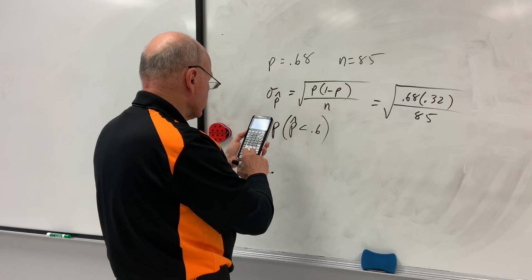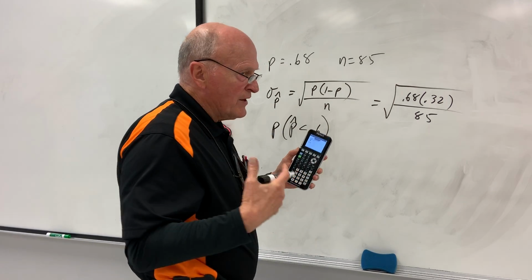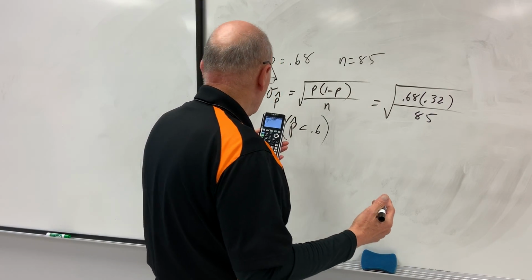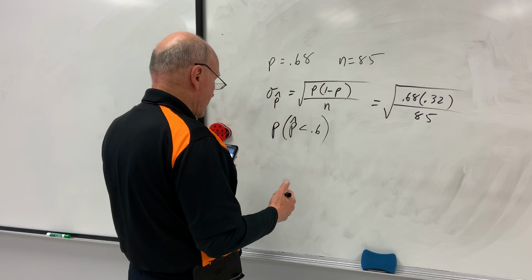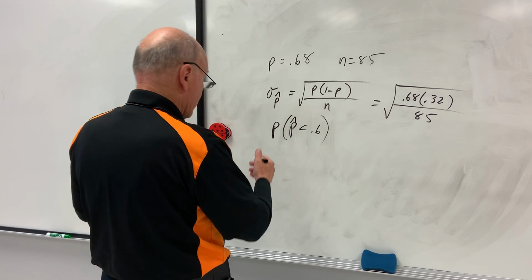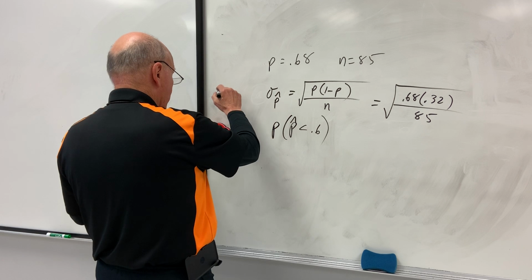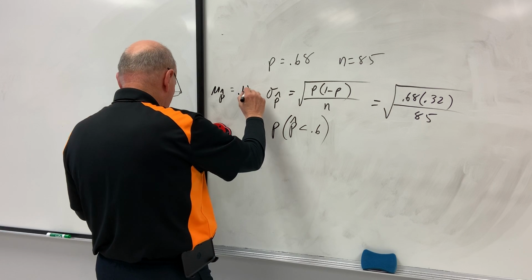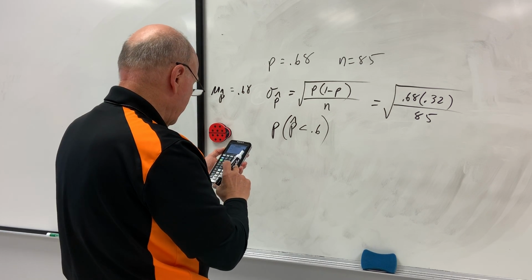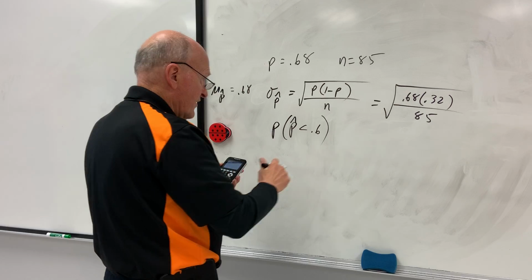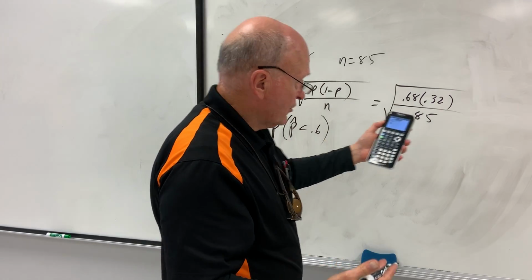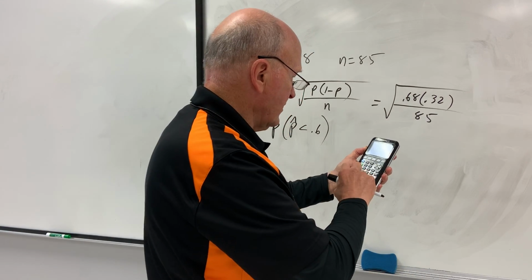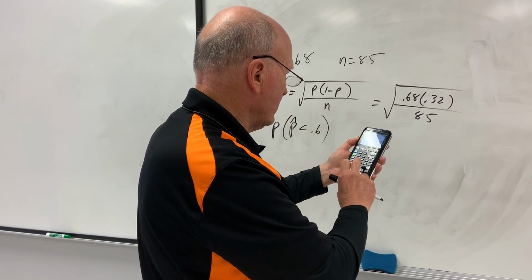Upper 0.6. Now, if I had been doing Z, I'd have to work on this a little bit, but I don't have to. So now I'm going to go to my mean, and my mean on this thing, I guess I erased it, but my mean is 0.68. The mean of P hat is P, which is 0.68. So we plug in 0.68. And then we come down to the standard deviation, which we just did. We could have plugged in the number that we had a while ago, but instead we're going to plug this in right here.